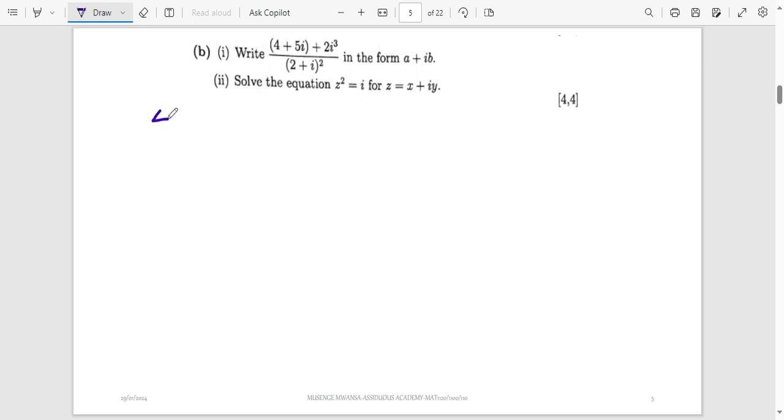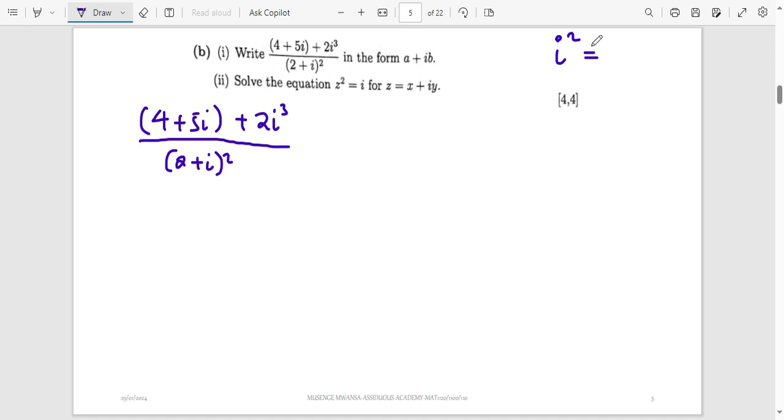Write 4 plus 5i plus 2i to the power 3 divided by 2 plus i to the power 2 in the form a plus ib. Now let me first ask, what is i to the power 2? Anyone? What is i to the power 2?